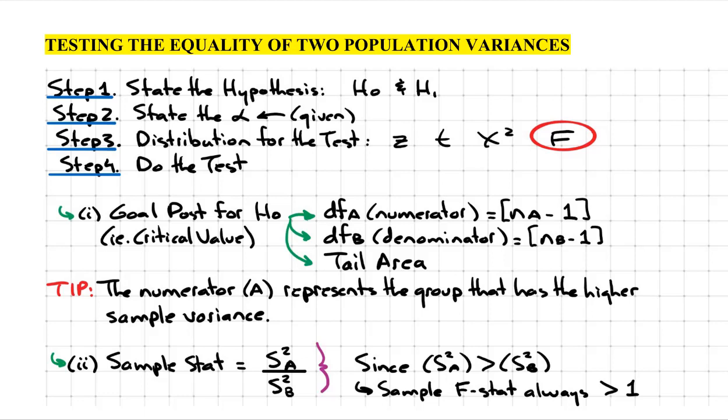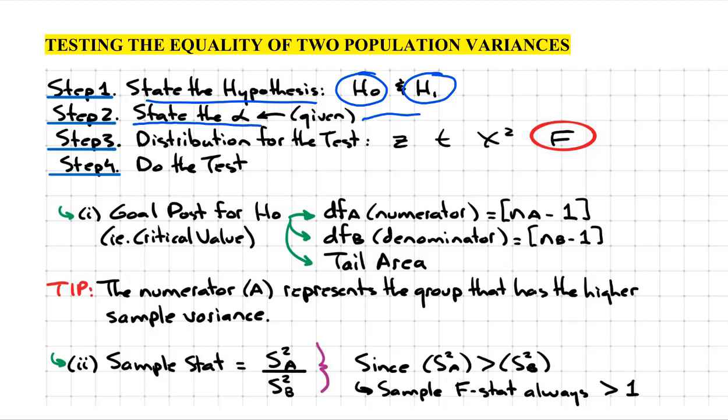Testing the equality of two population variances. So we're going to follow the same 4 steps as we've done for the previous hypothesis test. The first step is to state the hypothesis that includes the null and the alternative. Step 2 is to state the level of significance, and this will be given.